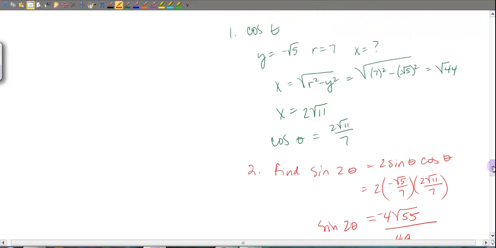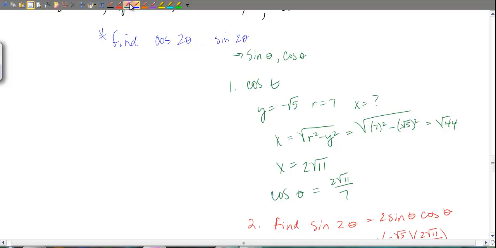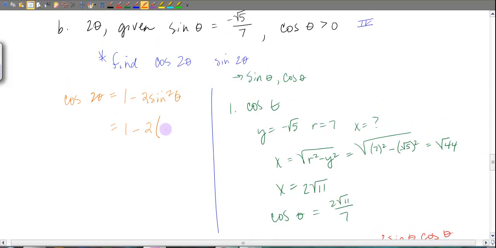Now let's go back and see if we can figure out what the cosine of 2 theta is. We have a couple of different choices here, but let's just use 1 minus 2 sine squared theta. 1 minus 2 times, I'm given that sine is negative square root of 5 over 7, squared. So when I simplify this portion right here, I should end up with 39 over 49. And that's what the cosine of 2 theta is equal to.